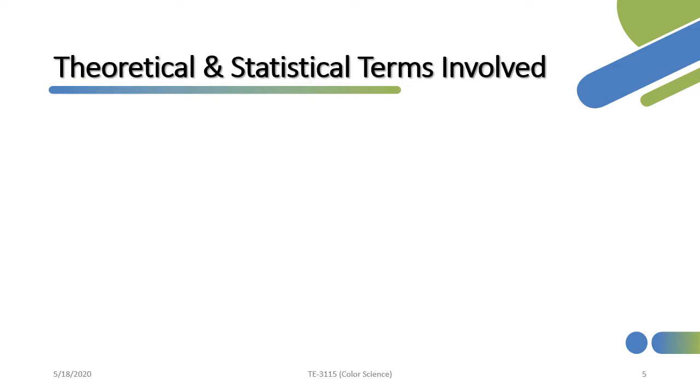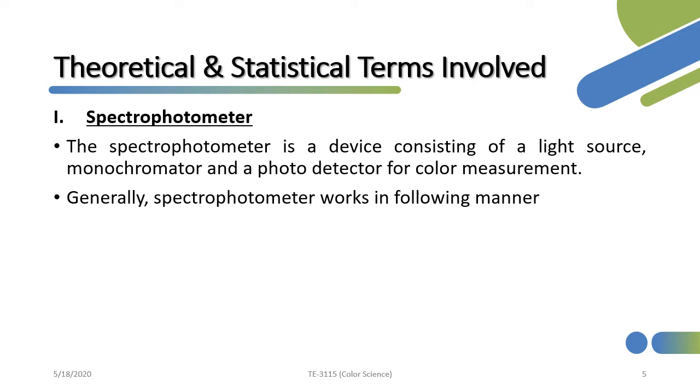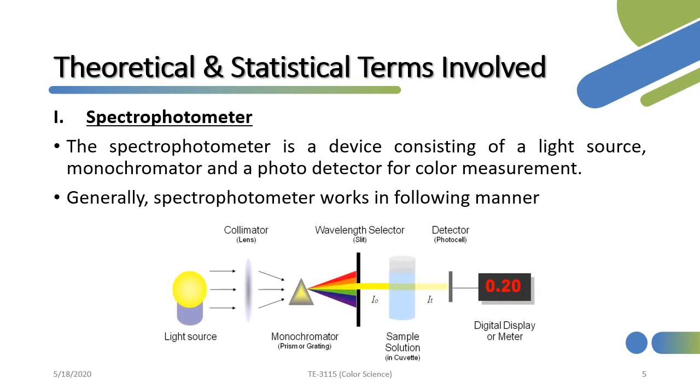Firstly, we will discuss the theoretical and statistical terms involved in the research paper. The first term is spectrophotometer. The spectrophotometer is a device consisting of a light source, monochromator, and a photodetector for color measurement. The working principle is shown in the figure: there is a light source, a lens, and a monochromator which converts the light into a specific wavelength, and then this wavelength is thrown on the sample, and the photocell shows the results in digital values.